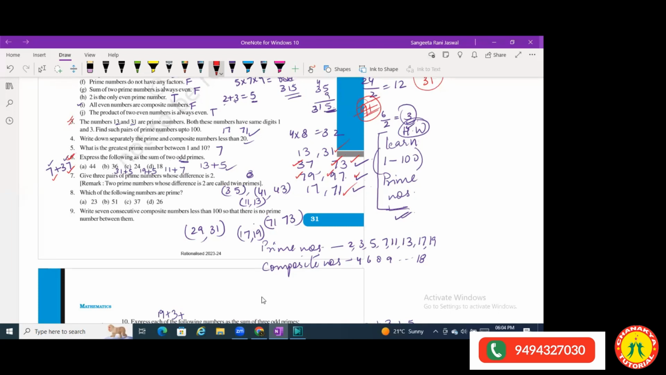18 can be written as 11 plus 7. 17 plus 7 also. And it can be written as 13 plus 5 also.